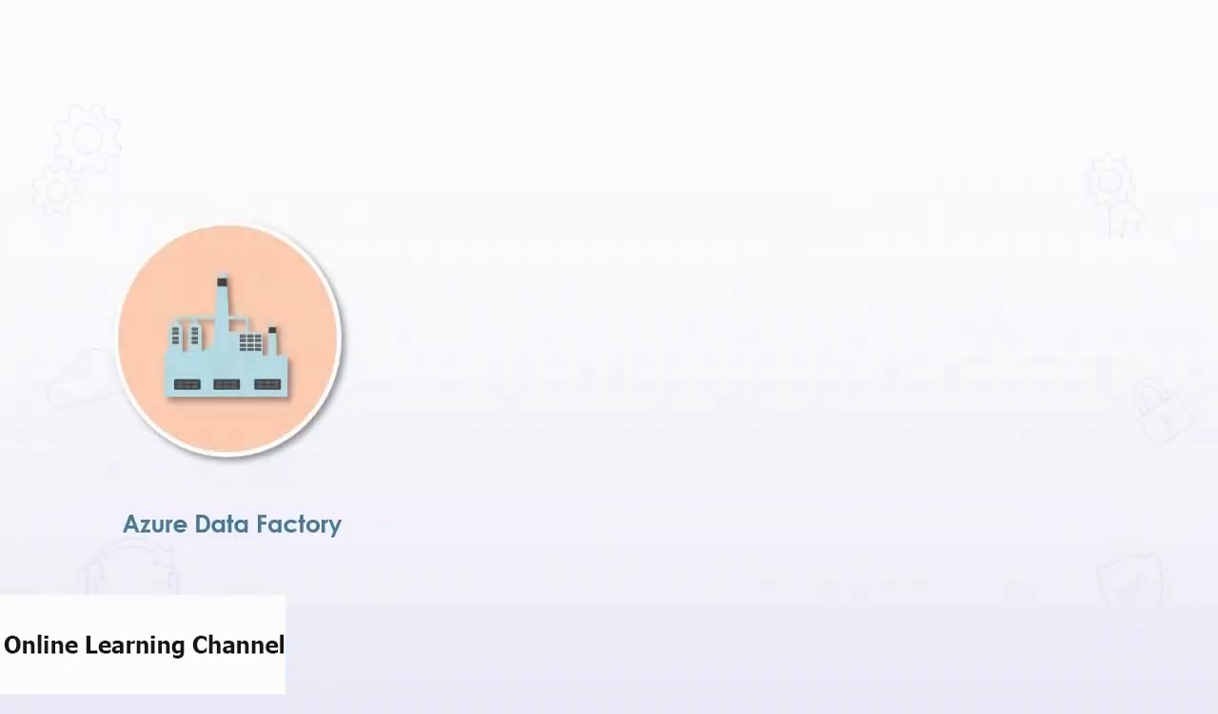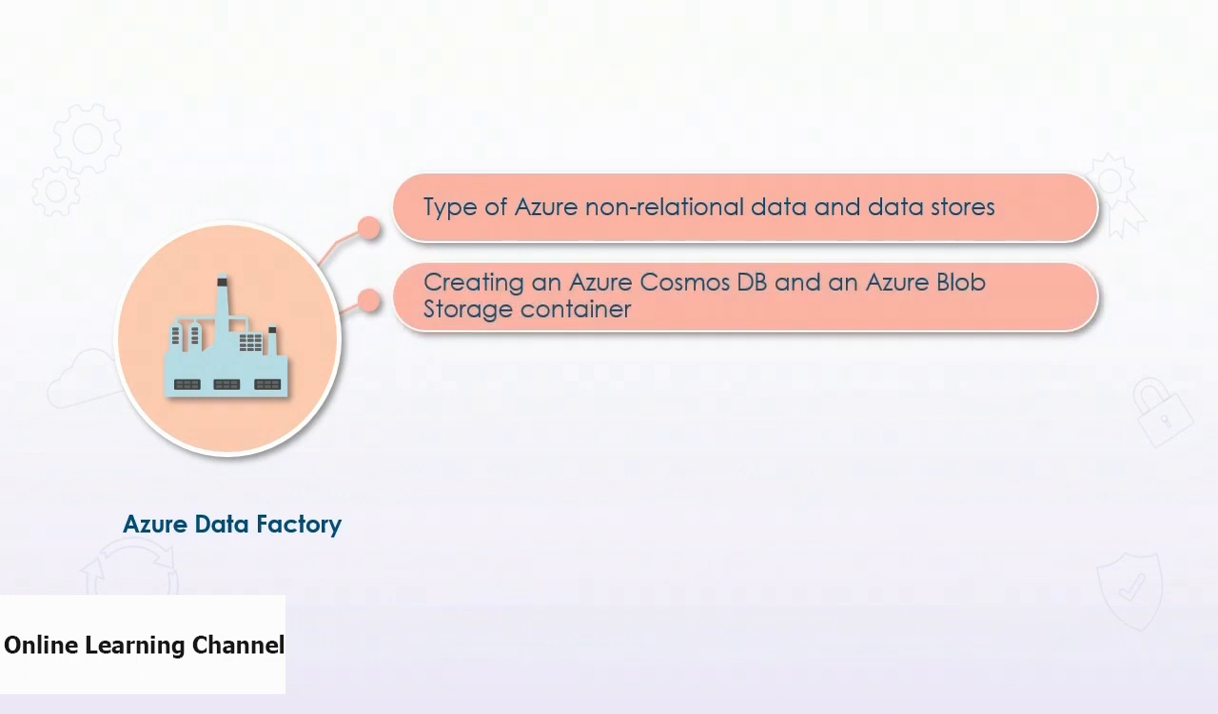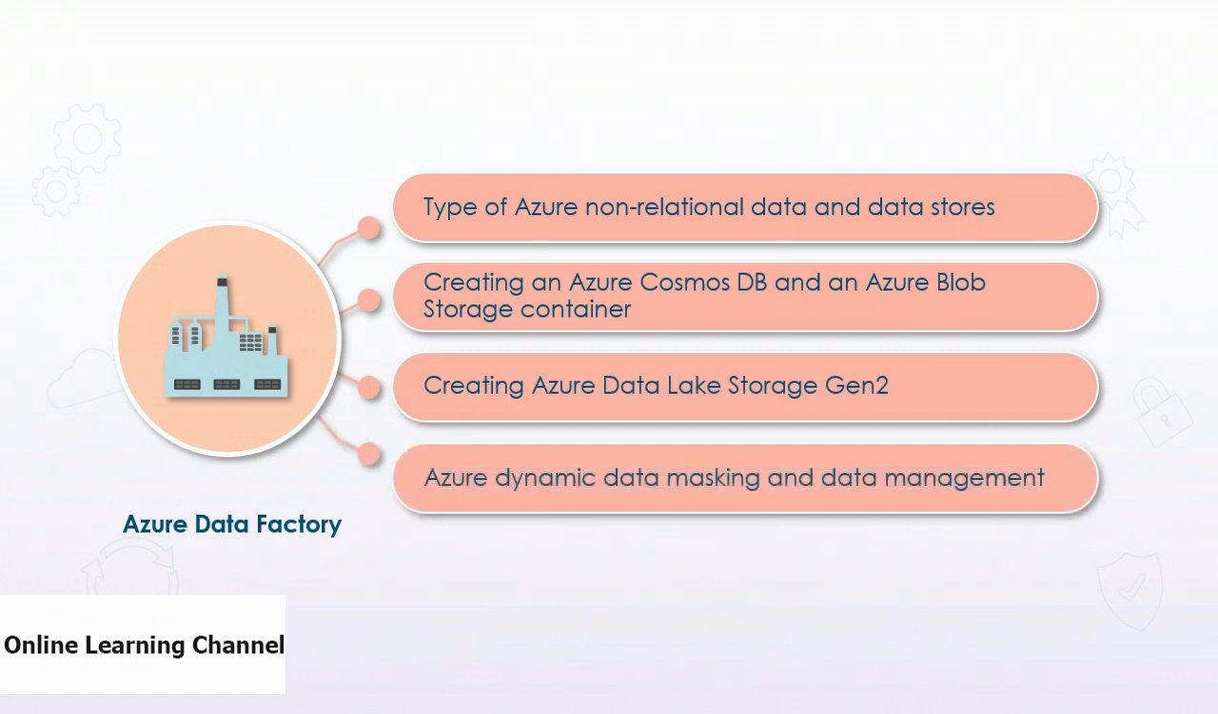So in this course, we've examined Azure non-relational data types and stores. And we did this by exploring types of Azure non-relational data and data stores, creating an Azure Cosmos DB and an Azure Blob storage container, creating Azure Data Lake Storage Gen 2, and Azure Dynamic Data Masking and Data Management.